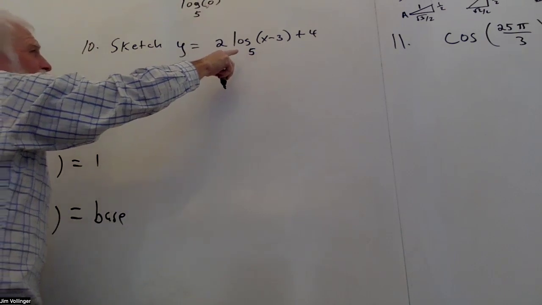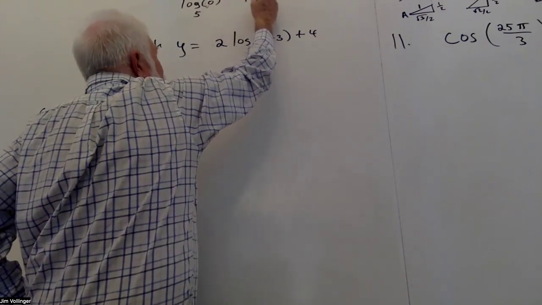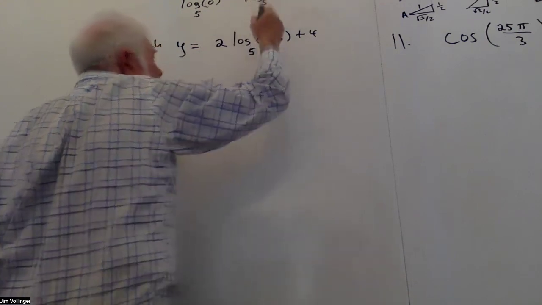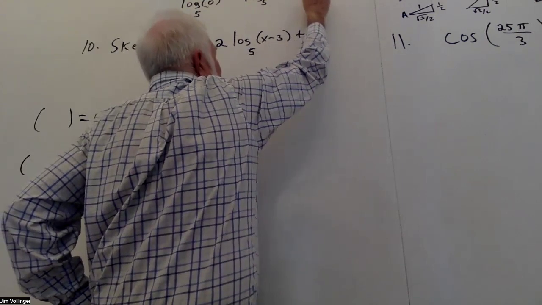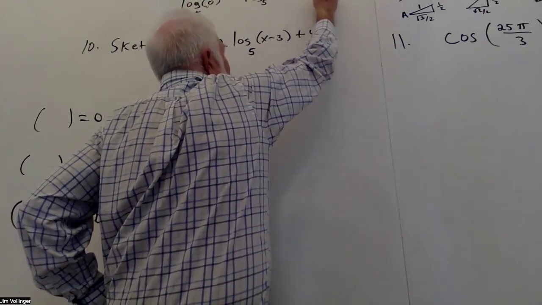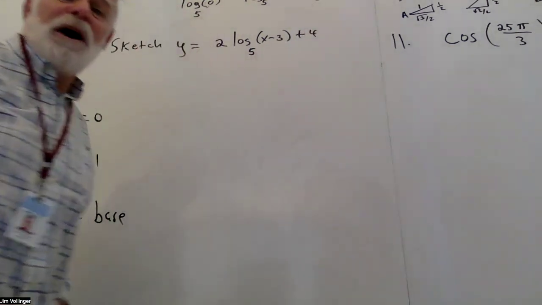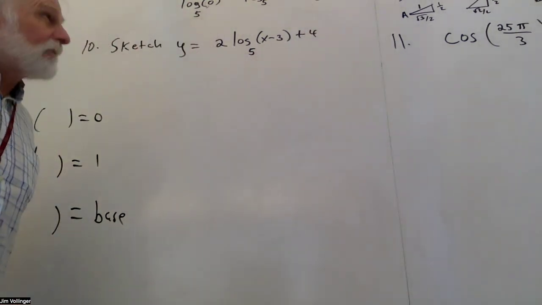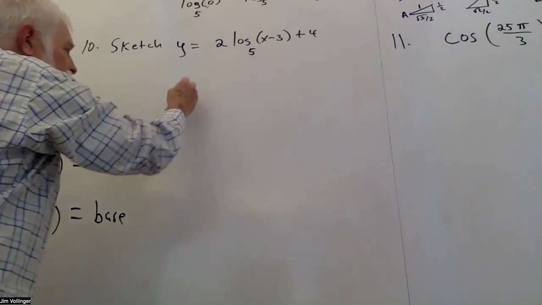If I put in a 4, I get log base 5 of 1. And if I put in an 8, I get log base 5 of 5. That one I'm not worried about. The other two I am. Yeah, that's where you're going to get hung up. So I'm just going to make a 0 by putting 3 in and it's undefined.